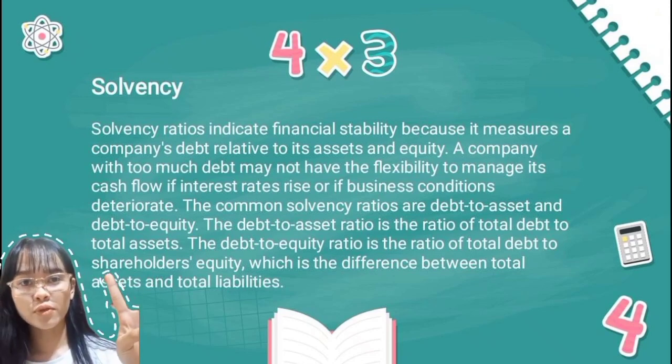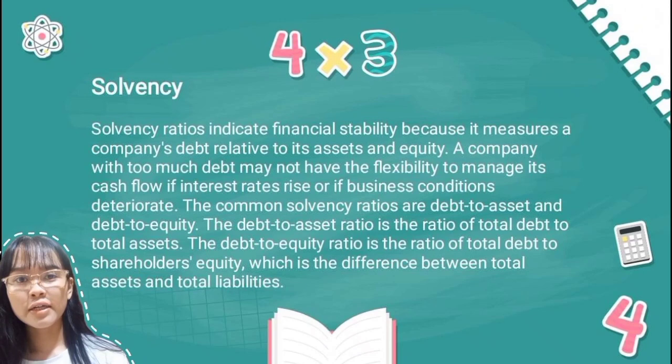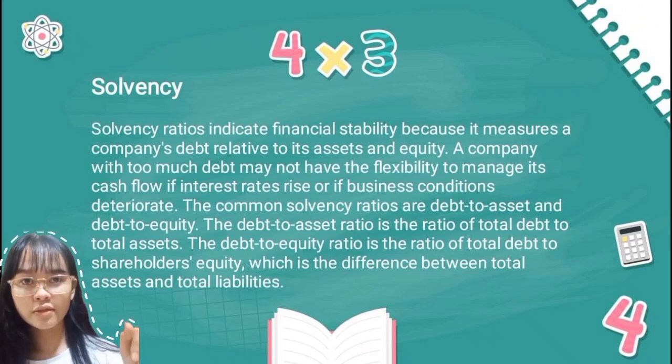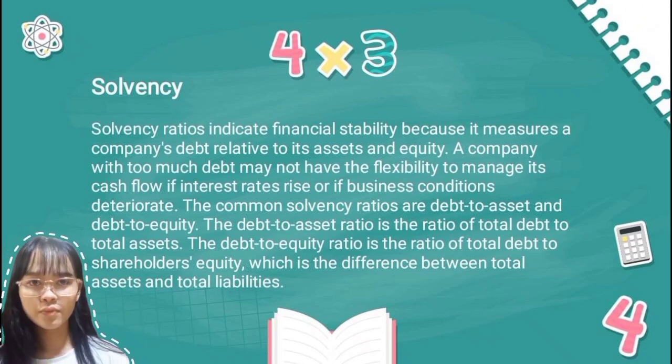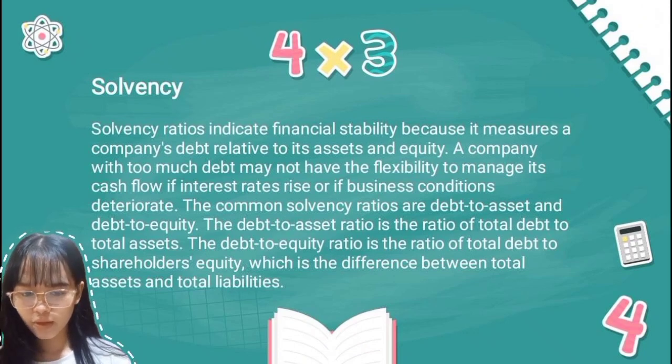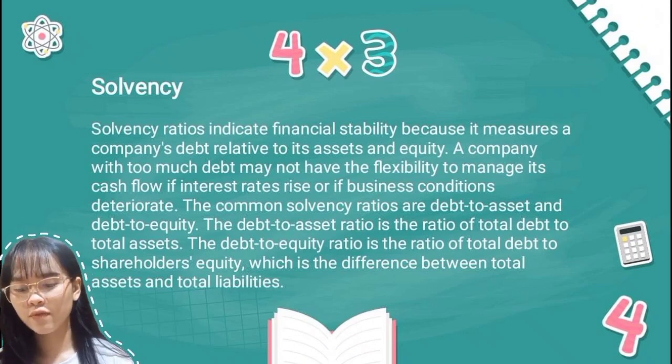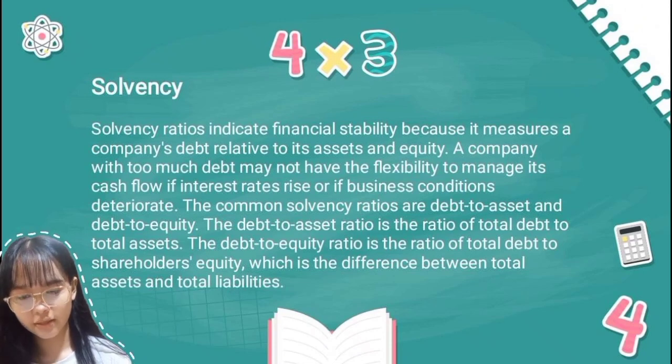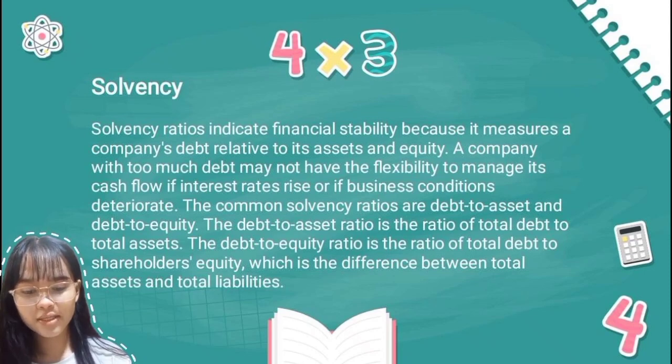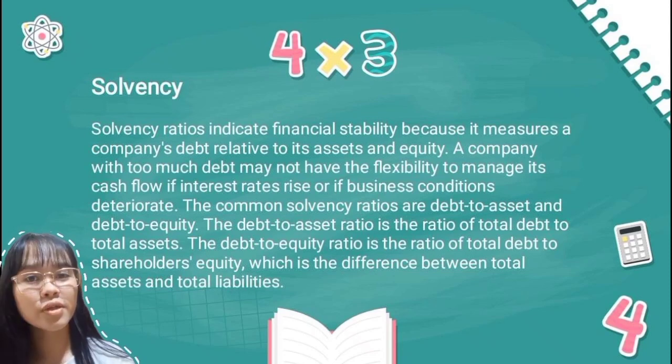There are two common solvency ratios: the debt to asset ratio and debt to equity ratio. The debt to asset ratio compares a company's total debt to its total assets. This ratio tells us how much of the company's assets are financed by debt. A higher ratio means a larger portion of the company's assets are funded by debt, which can be a sign of financial risk. The debt to equity ratio compares the company's total debt to its shareholders' equity.